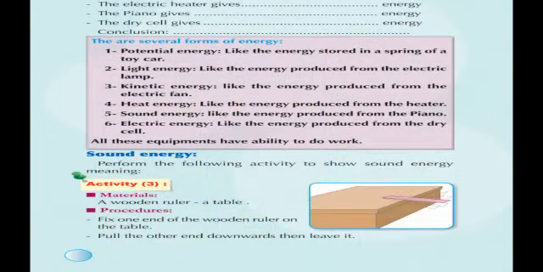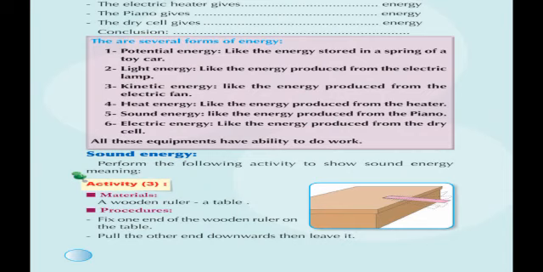So, the electric heater gives us heat energy. The piano gives us sound energy. The dry cell gives us electric energy. And I have several forms of energy, like potential energy. It's the energy stored in a spring of a toy car or any other toy with a spring.